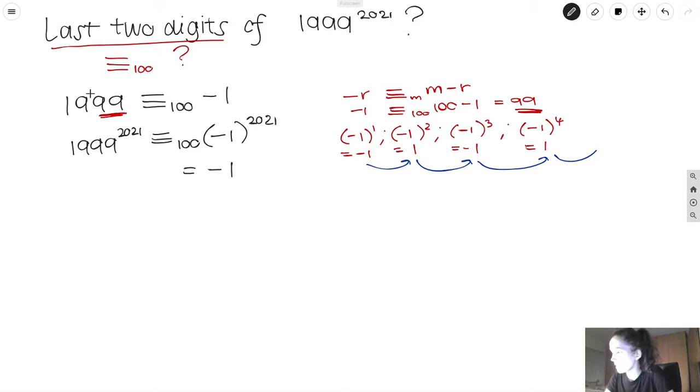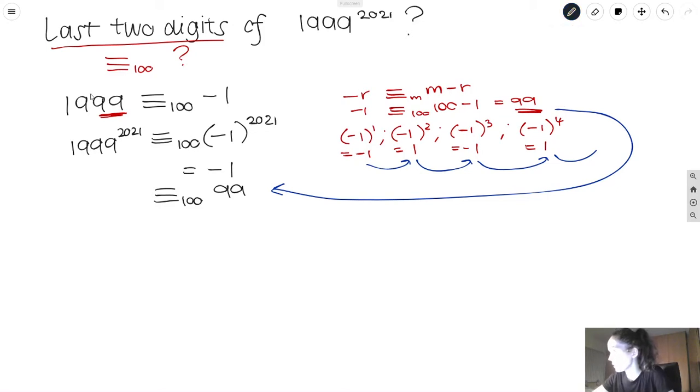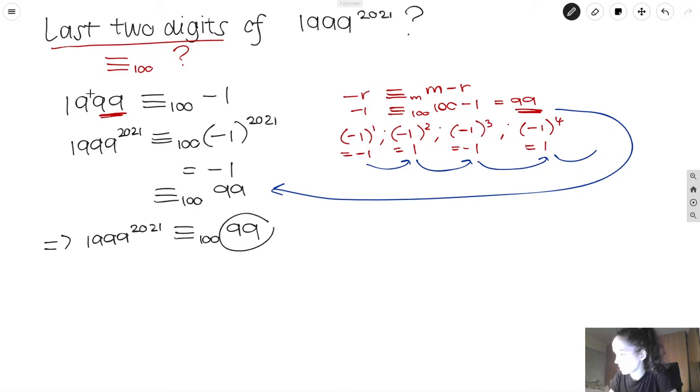And since we have that minus 1 is also congruent to 99, we take it from here. This means that we can say that 1999 to the power of 2021 is also going to be congruent to 99 mod 100, which means that the last two digits will be 99.